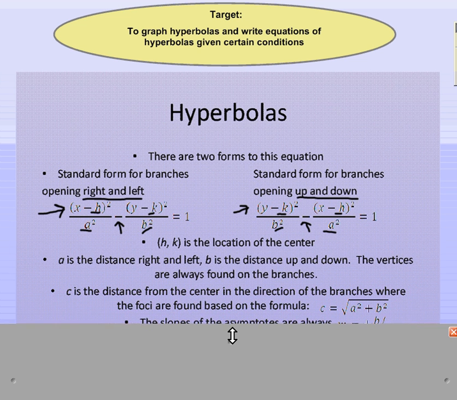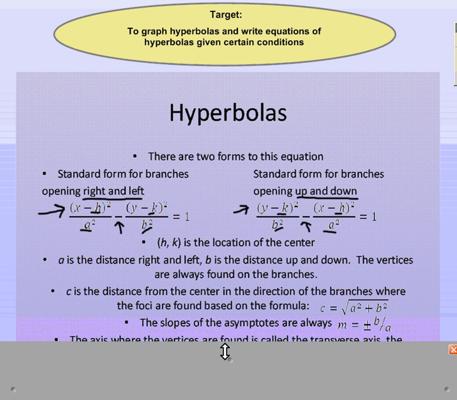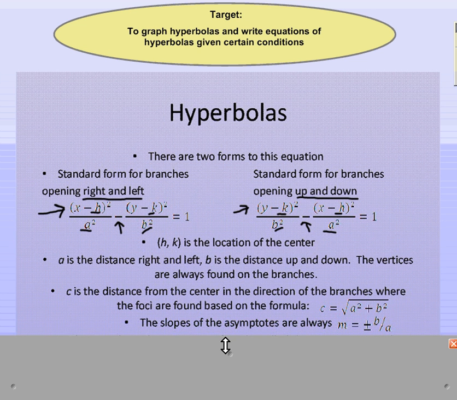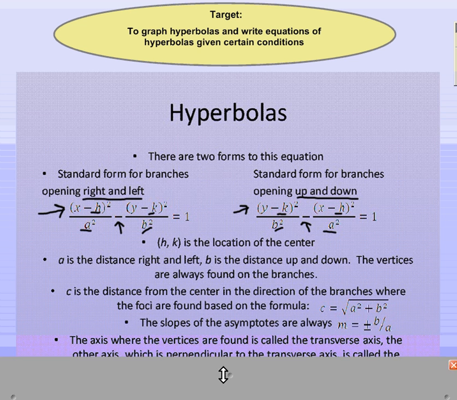We will be finding a C value. C is the distance from the center in the direction of the branches where the foci are found. C is always found by taking the square root of a squared plus b squared. It is addition, so it really doesn't matter if it's a squared plus b squared or b squared plus a squared. There will be asymptotes, and we'll describe what the asymptotes are as we see an example, but we will be finding the slopes of these asymptotes. The slope is always plus or minus the b value over a value.